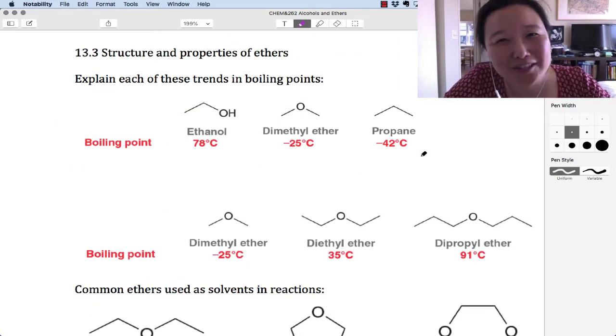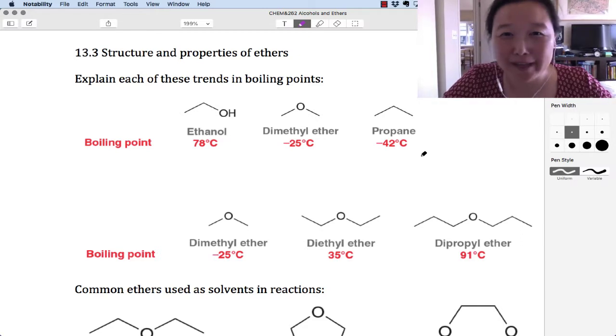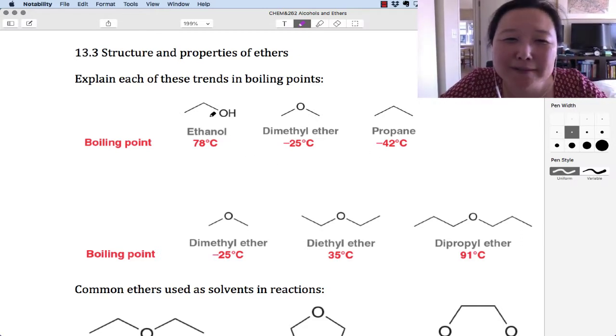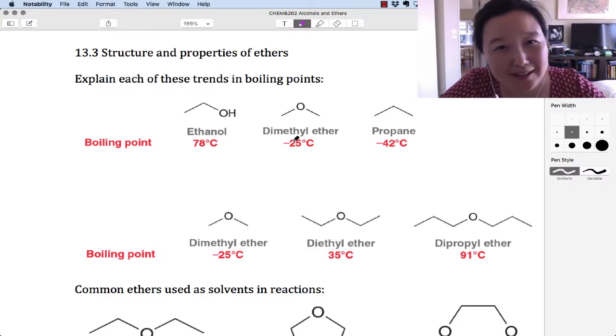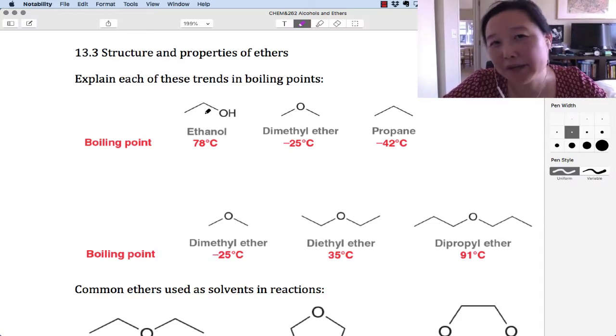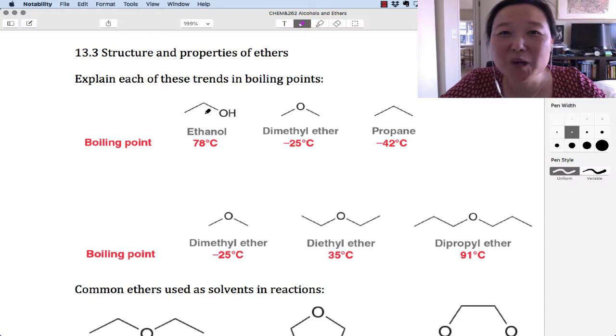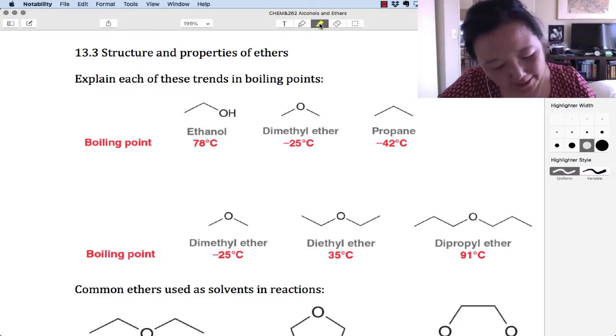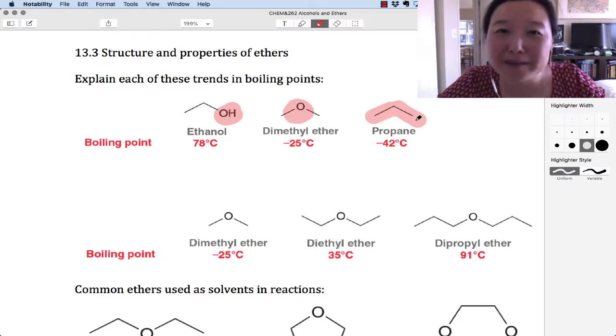All right, in terms of structure and properties, what do we know about how ethers behave? So first, let's talk about why ethanol has the highest boiling point of these three compounds, whereas dimethyl ether is still a pretty low boiling point. This means it's likely to be a gas at room temperature. And then this one as well, propane, is definitely a gas at room temperature, but ethanol is a liquid at room temperature. So the hint is it has to do with intermolecular forces. So what do you know about the strength of intermolecular forces based on functional groups like hydroxyl groups, ethers, and alkanes? You should know a little bit about that.